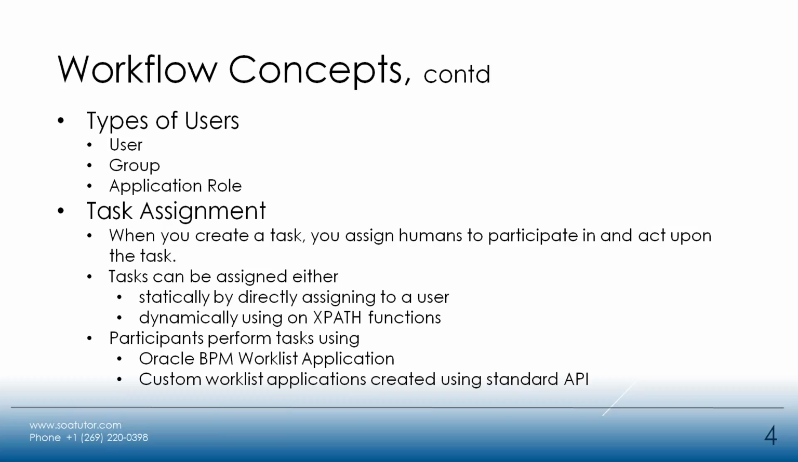Let's say you don't like the BPM layout, or BPM is based on ADF and you don't like ADF for some reason because it is heavyweight. You can even build your own worklist applications using the standard API, because all the information would be there in the MDS. All you need to do is build your own web app using JSP and servlets, and then get all the information from the database. As simple as that.